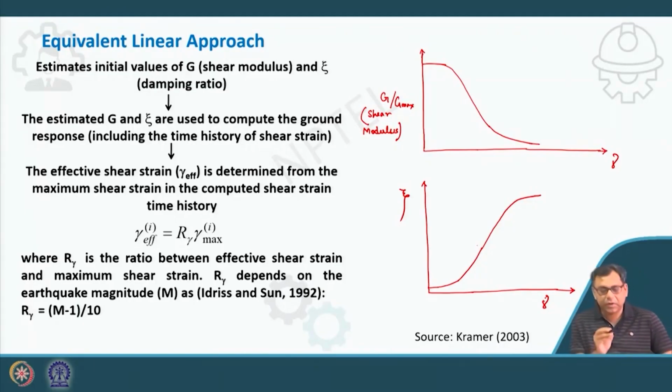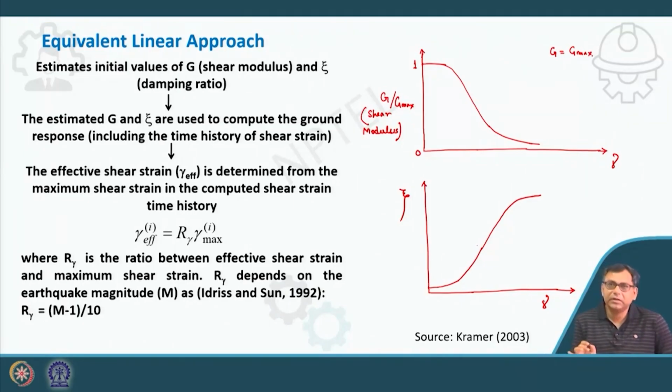Now, the first step for the equivalent linear approach is to estimate the initial values of G and damping ratio. That means first we will consider an initial value of G and the damping. Generally we can take G equal to G max, because this is the point where the G by G max value is 1. So initially we consider G max. For the first trial we consider G equal to G max.